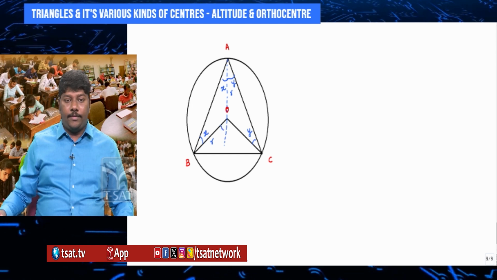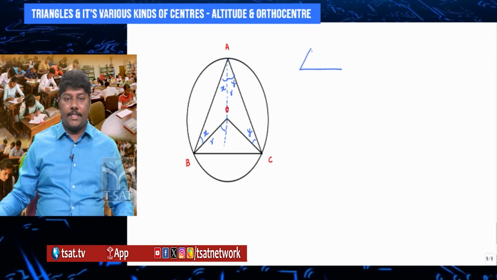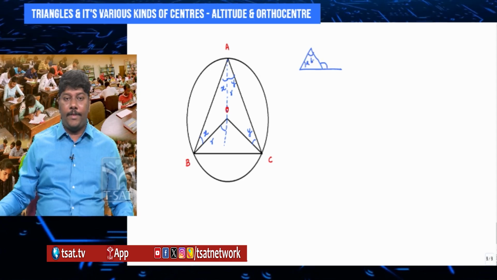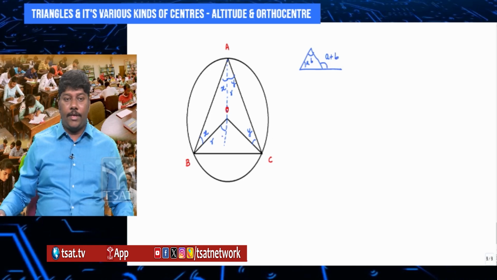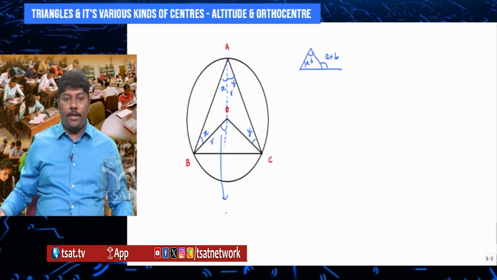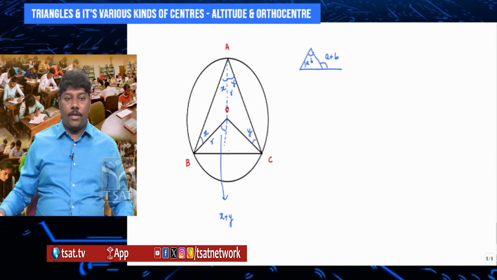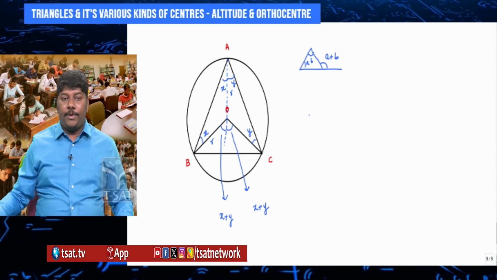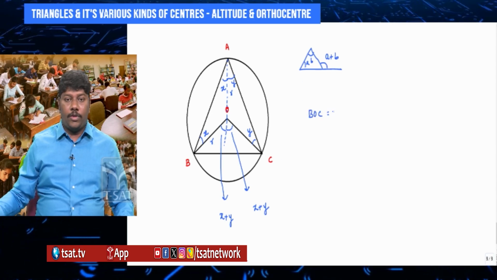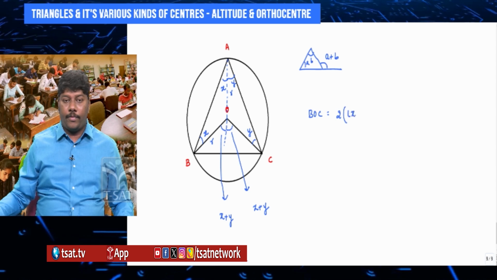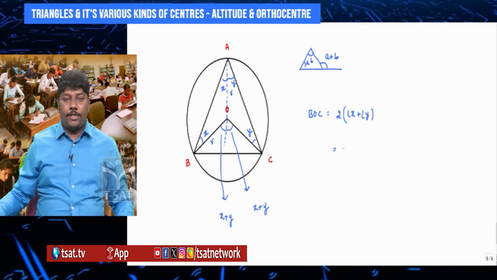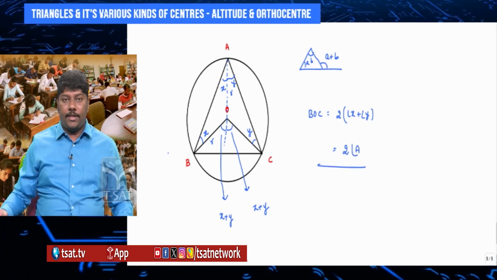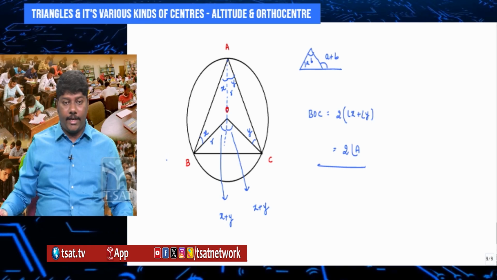If you look at this particular angle, I told you that in a triangle the external angle is the sum of the two internal angles. If the angles are A and B, this external angle is A plus B. Here also, this is an external angle to the triangle OAB, so this angle becomes x plus y. This angle also becomes x plus y. So BOC becomes 2 times (x plus y). Now, what is angle x plus y here? x plus y is angle A. So it is 2 times angle A.